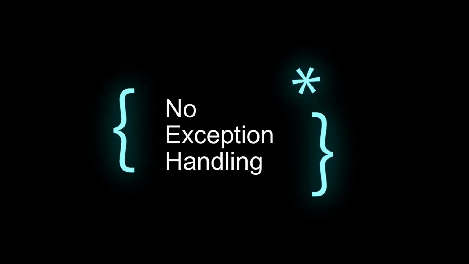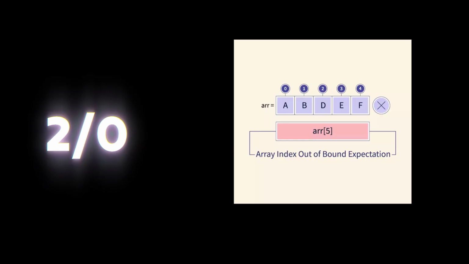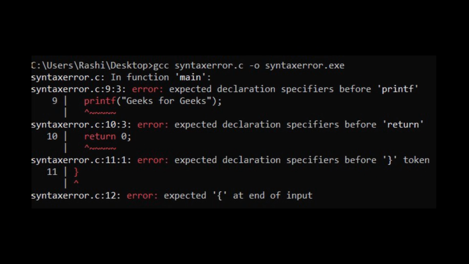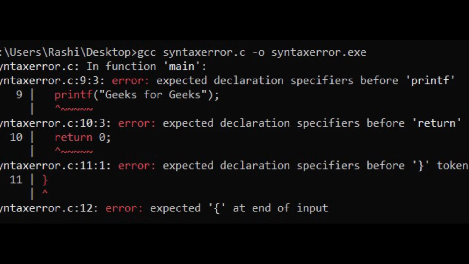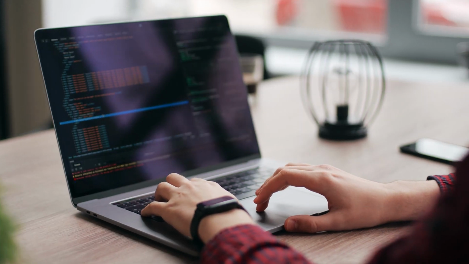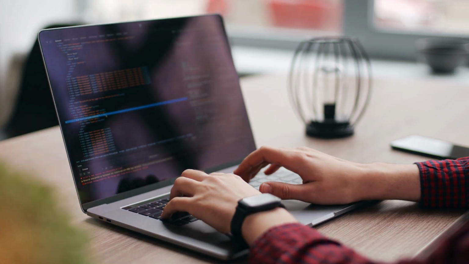Another significant drawback is the lack of built-in exception handling. In C, if something goes wrong, like dividing by zero or accessing an array out of bounds, there is no built-in way to handle these errors gracefully. Instead, you're often left with cryptic error messages or, worse, no messages at all. This can make debugging a real headache, especially in larger programs.